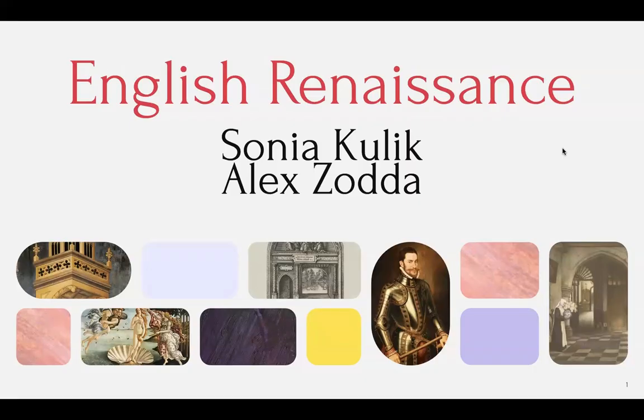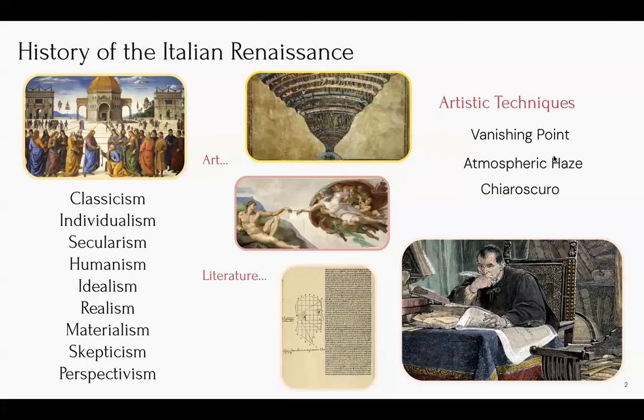We're going to tell you about the English Renaissance. First, for a history of the Italian Renaissance, there were many different art techniques, such as Classicism, which was a focus on Greek and Roman motifs, Individualism, which focuses on the self over the group, Secularism, which shifts the focus away from the church, Humanism, a focus on free will and the human body, Idealism, which focuses on perspectivism and painting the ideal versions of life.